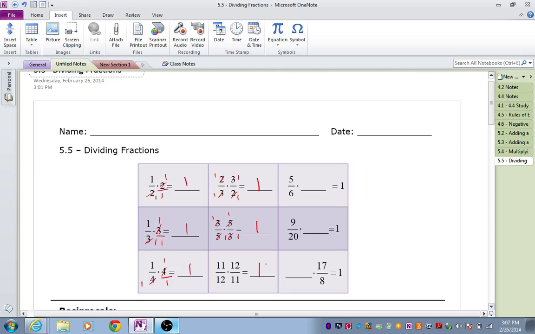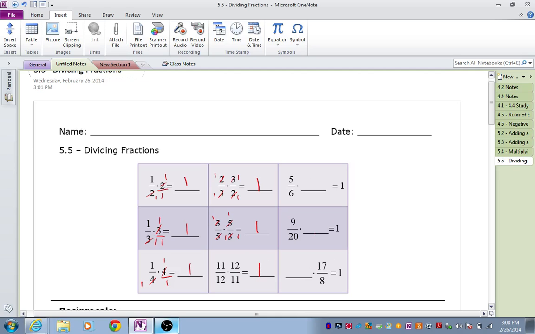Okay, so hopefully we can kind of see what is going on here. We had 11/12 times 12 over 11. Same numbers, but they're flipped. The numerator goes to the denominator, the denominator comes up to the numerator, and it gives us an answer of 1.